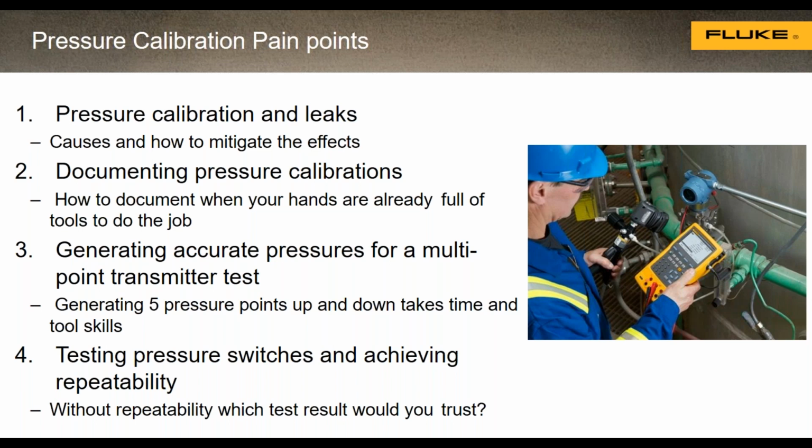Third is trying to generate accurate pressure set points, and go into a five-point test strategy, for example, trying to get that information, write it down, and get the skills to use the tools properly. All that's really important. And finally, pressure switches. Those are tough to learn how to calibrate. You have to get a reading, and then you need to repeat that test to make sure that you've got the right pressure to set and reset that switch.